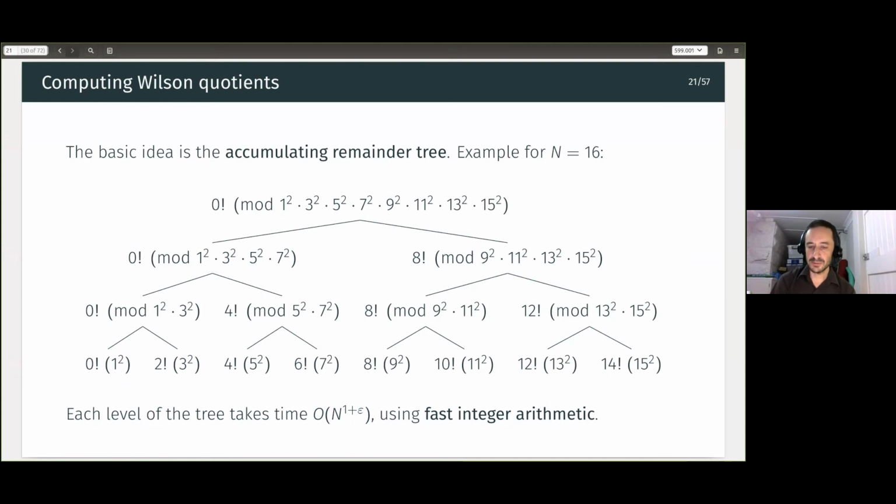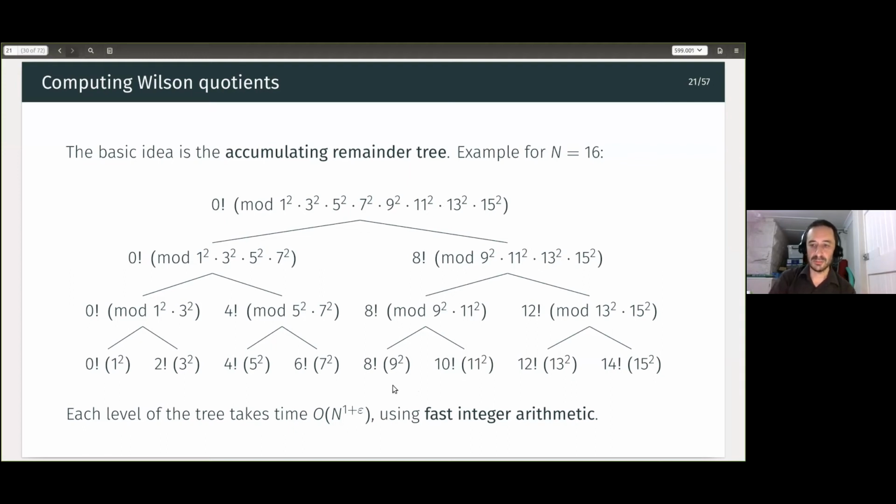Now, I don't have time to explain this algorithm in detail, but I want to give you the basic flavor of it. So I'm going to explain it in one slide. It uses this gadget called the accumulating remainder tree. And I should stress that this idea could have been invented in the 1970s. It's amazing that it got missed by so many people for so long until this master's student discovered it.